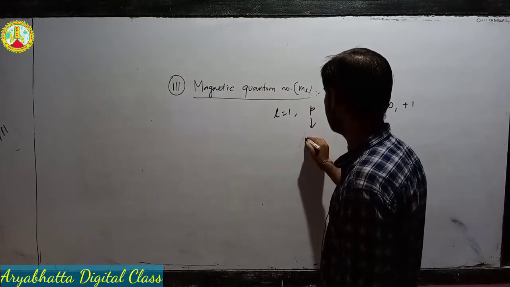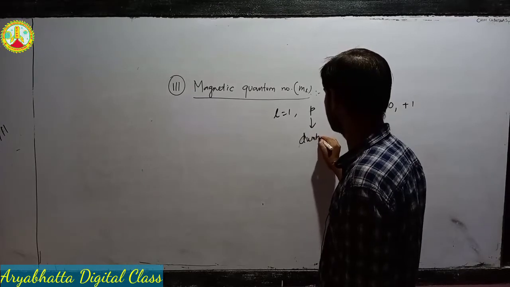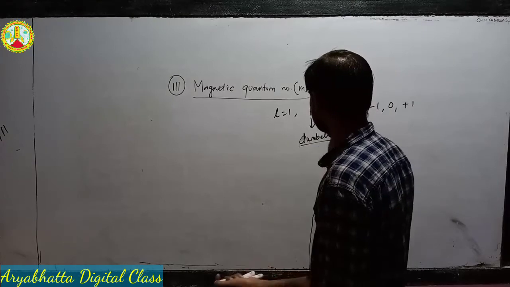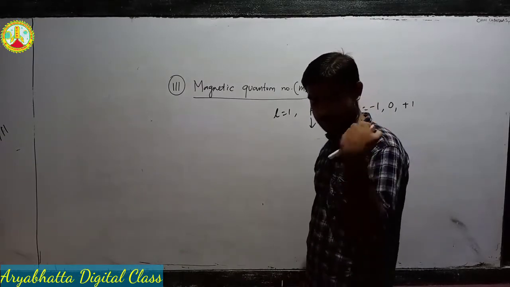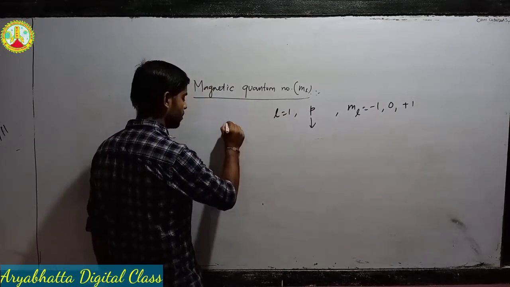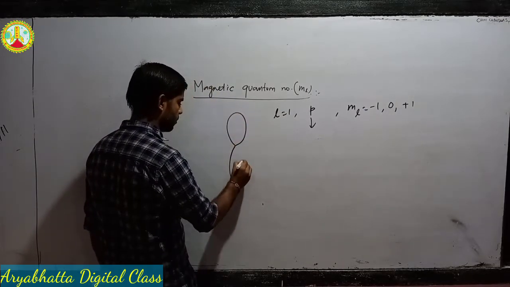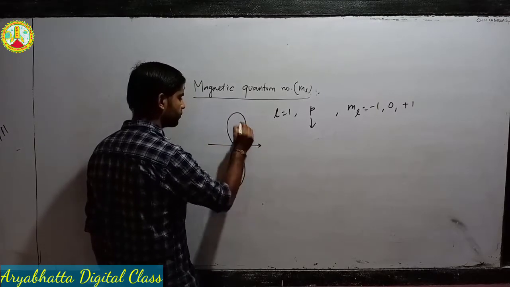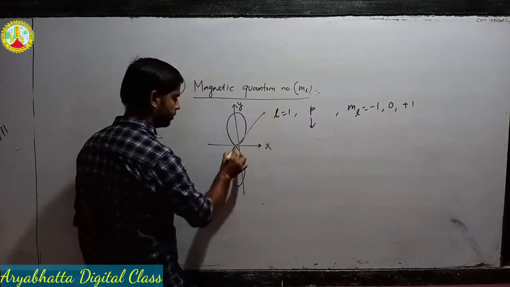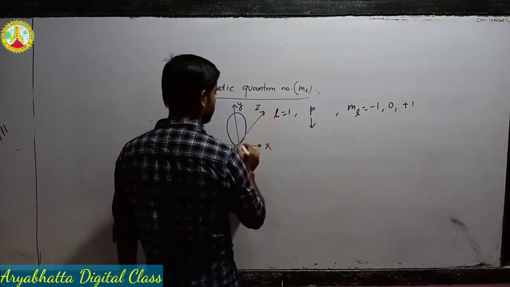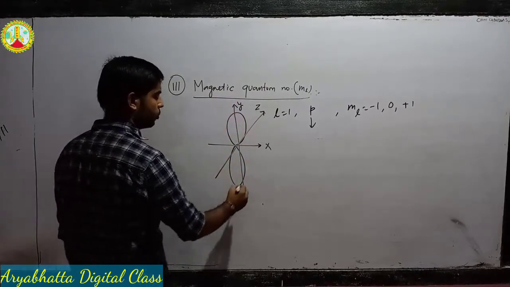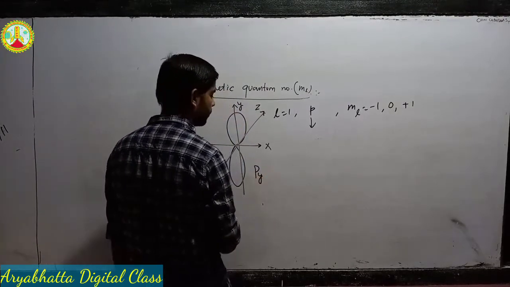Some p orbitals are dumbbell shaped. Dumbbell shapes. Something like this. So suppose this is the y axis, this is the x axis, and this is the z axis. So this dumbbell is oriented in the y direction, so this is called py.